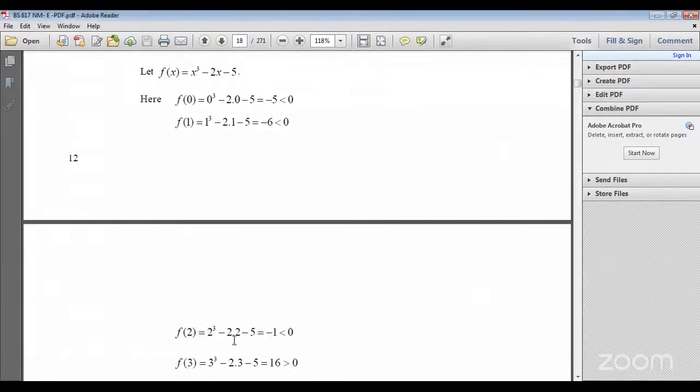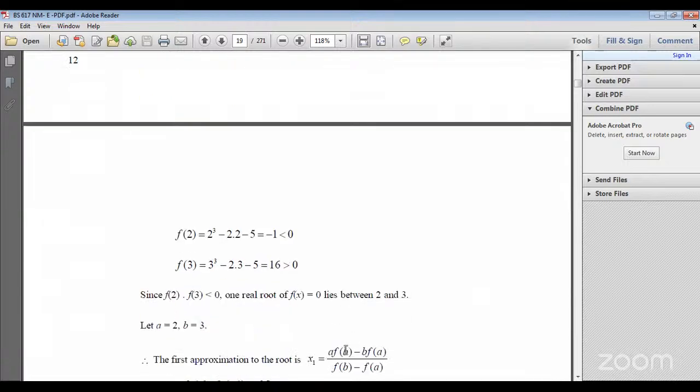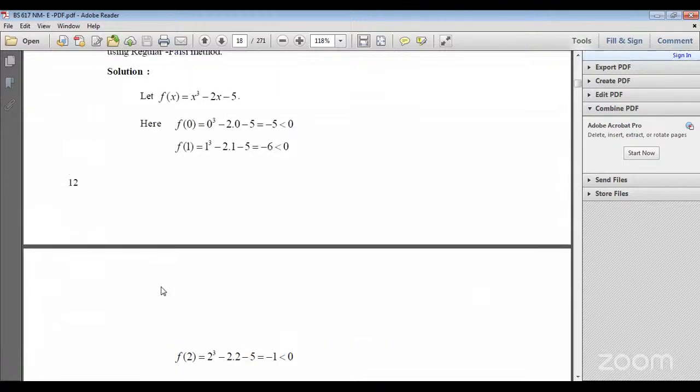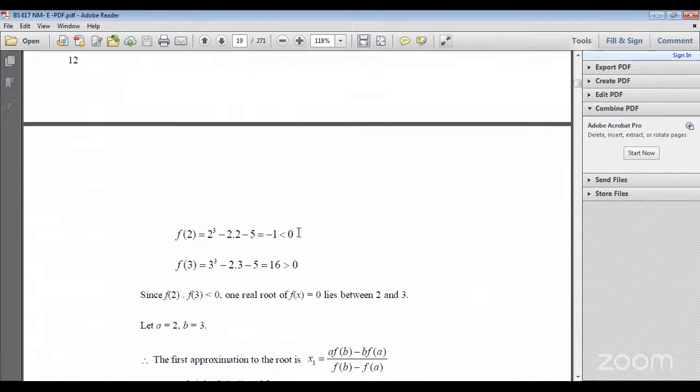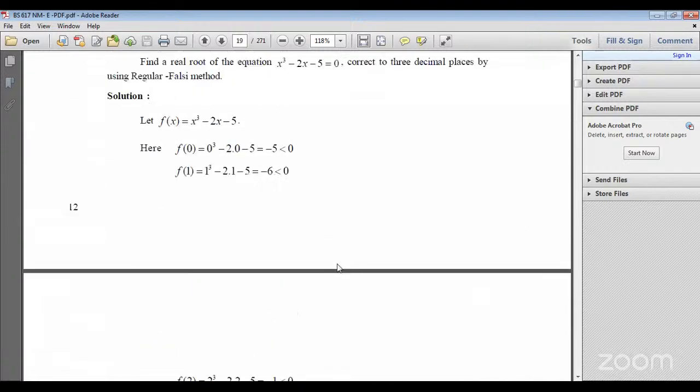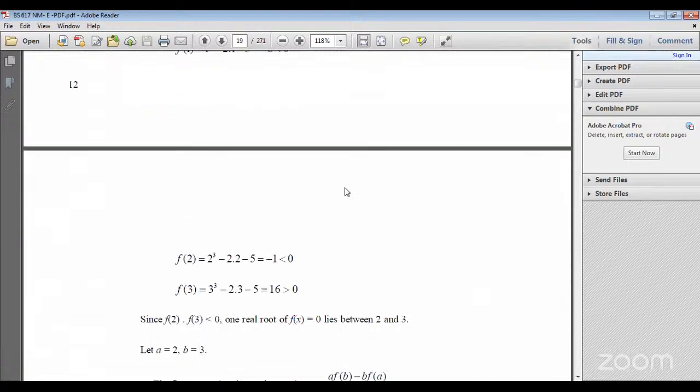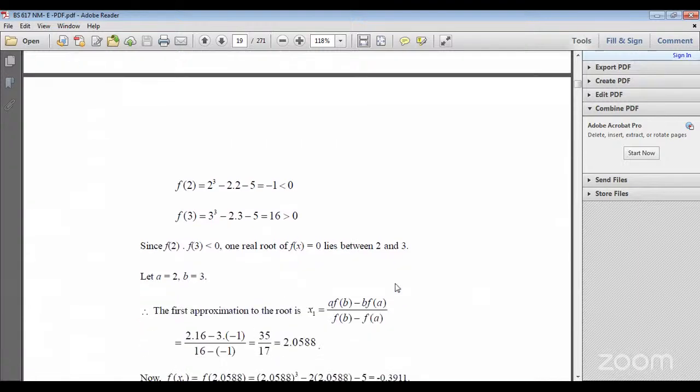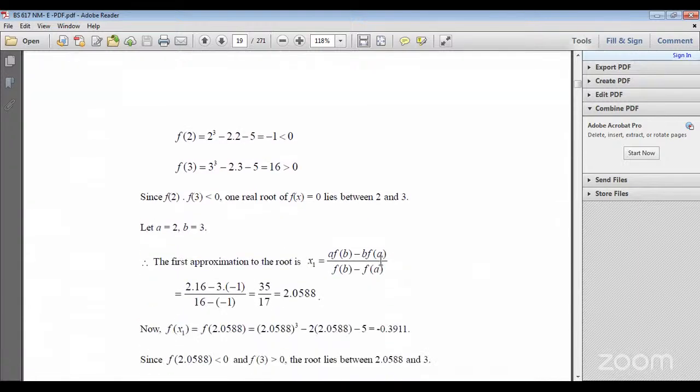f(2) is 2 cubed minus 4 minus 5, which is minus 1. f(3) is 27 minus 6 minus 5, which is 16. So f(2) times f(3) is less than 0, so the root of f(x) = 0 lies between 2 and 3. Here f(2) is minus 1 and f(3) is 16. Therefore a is equal to 2 and b is equal to 3, so we are taking 2 and 3 here.